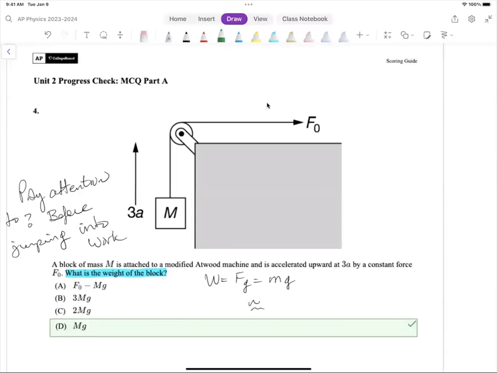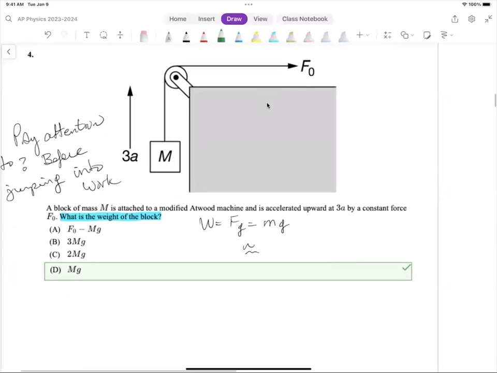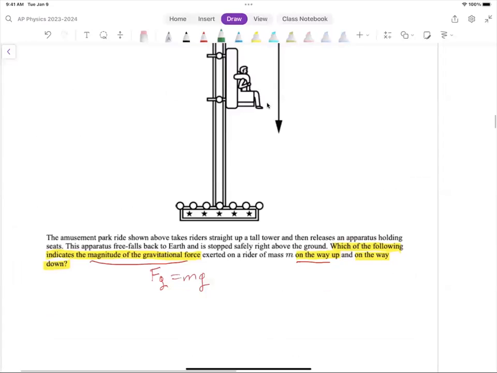A block of mass M is attached to a modified Atwood machine and is accelerated upwards at 3A, that's the acceleration, 3A, by a constant force F naught. What is the weight of the block? Definition of weight. Weight is equal to Fg, which equals mg. They did not tell you you weren't on Earth, so you will assume you're on Earth. Oh, we don't even have to calculate a number. Mg is the answer. So definition of weight, mass times acceleration due to gravity. Doesn't change unless you move to a different planet.